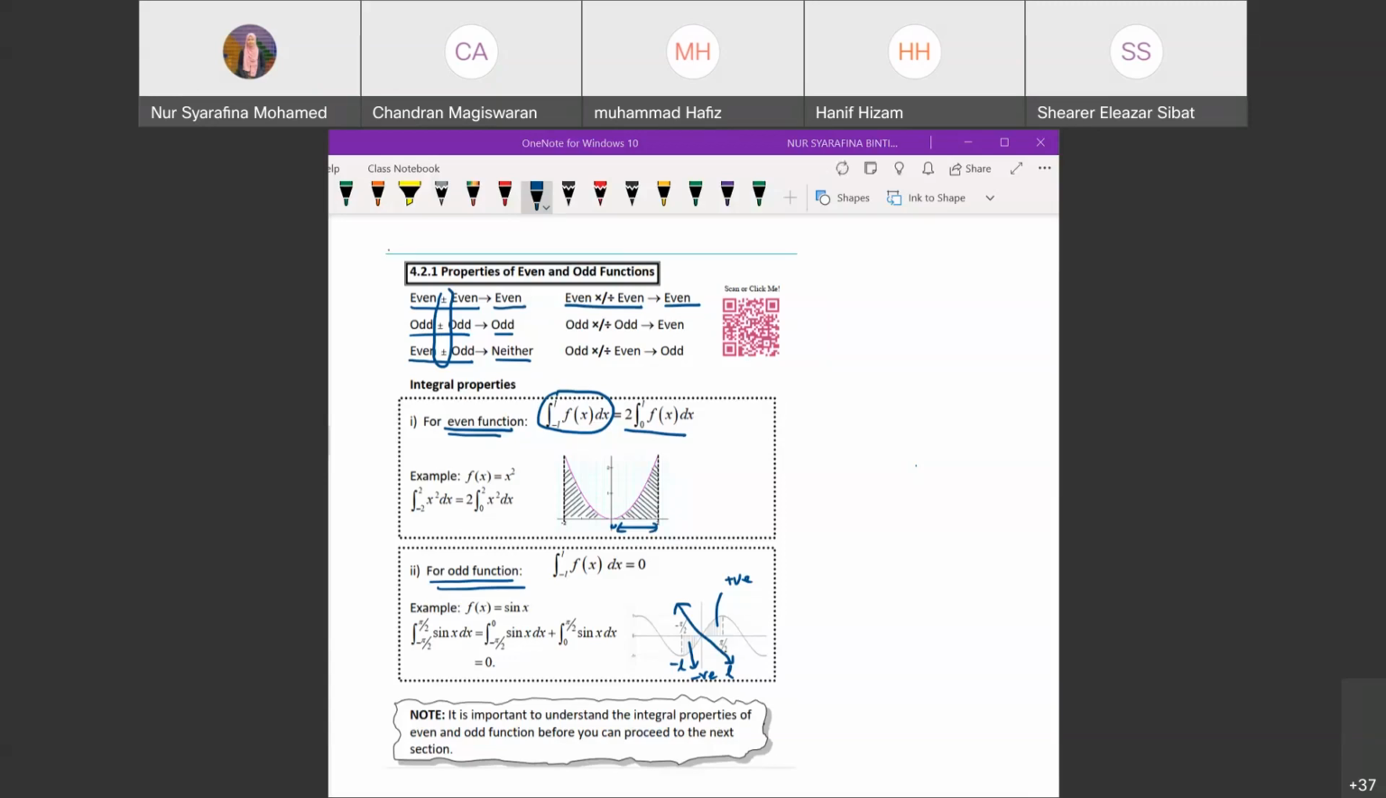Okay, so next, once you understand what is even, what is odd, and what is a neither function, then you can form the Fourier expansion. Fourier series of a periodic function consisting of sine and cosine.